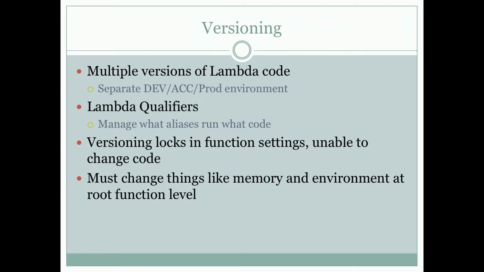Versioning is possible through the console. When you're testing and stuff, you just run code. They call it latest. Anything that's running in that console and anything that you save is considered latest code.